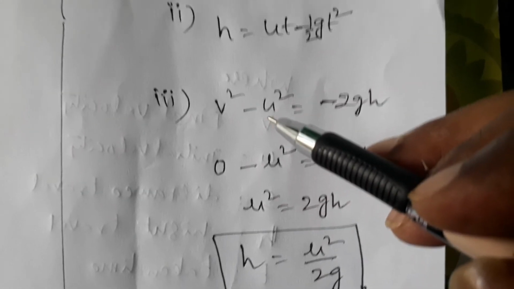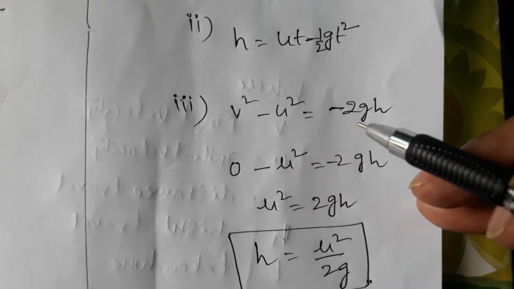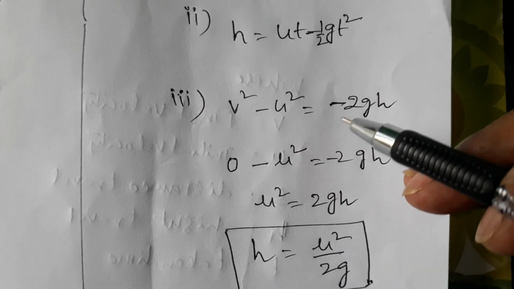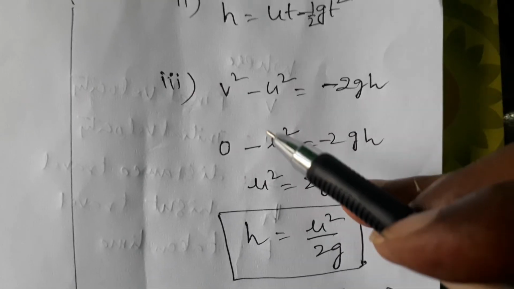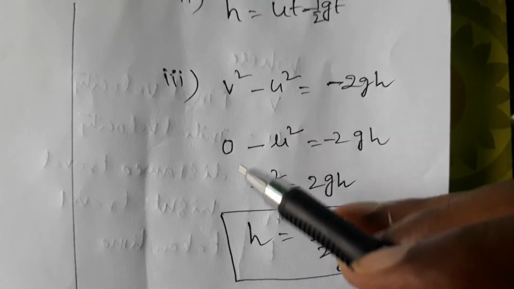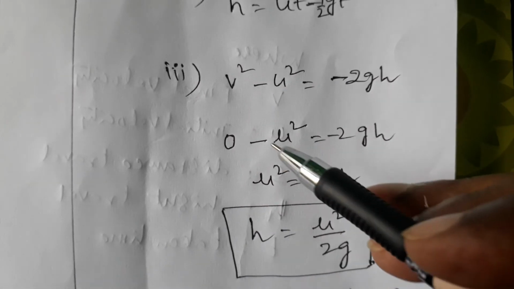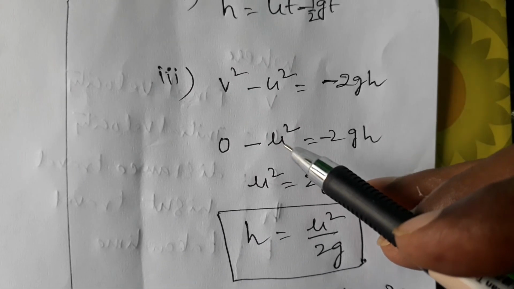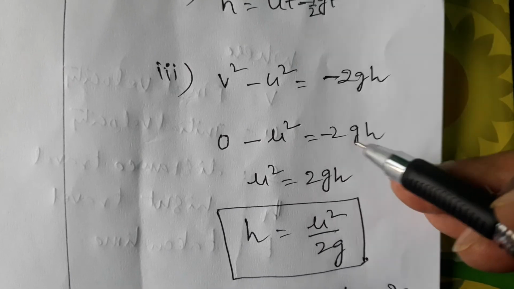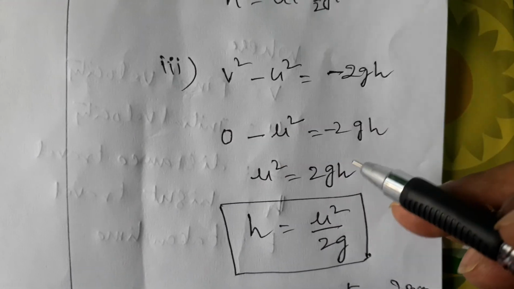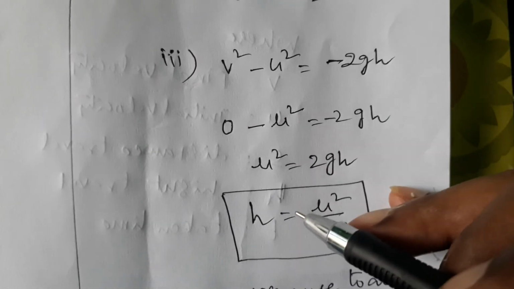And the third formula, v square minus u square is equal to minus 2gh. Here v is 0, when you throw up final velocity becomes 0. So minus u square is equal to minus 2gh, minus minus cancel, u square is equal to 2gh. From this you can find out h is equal to u square by 2g.